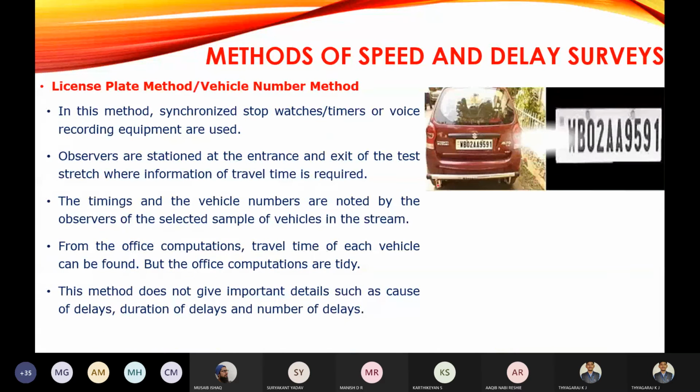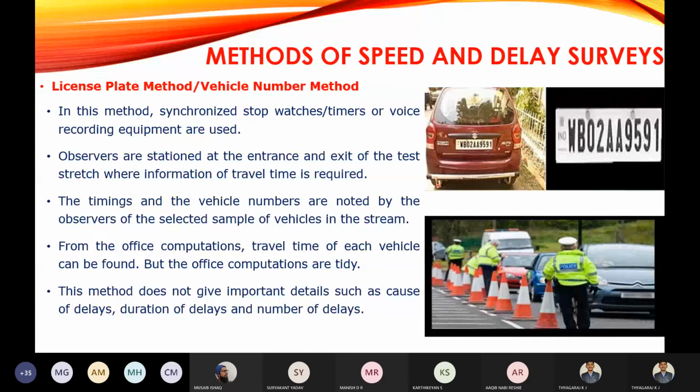The next method is the license plate method. It is a very simple method. In this you are going to record the time. Observers in this method use synchronized stopwatches, timers, or voice recording equipment. You can see here a road stretch, between points A and B.